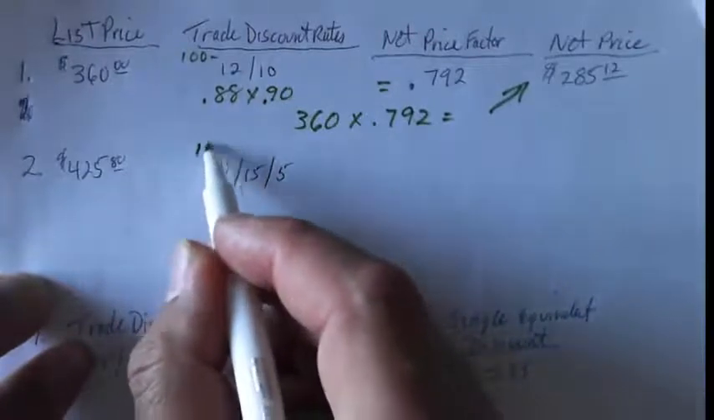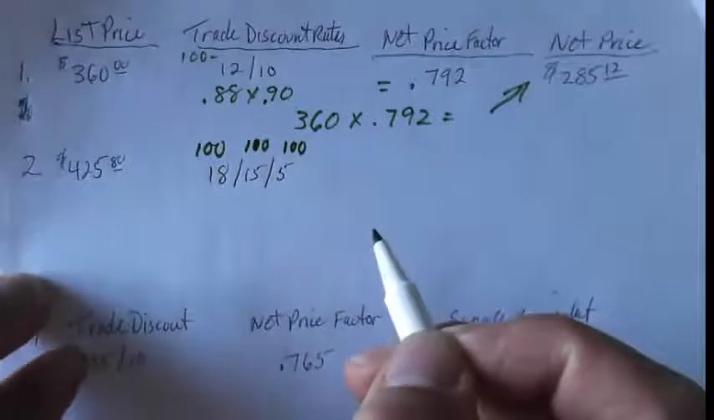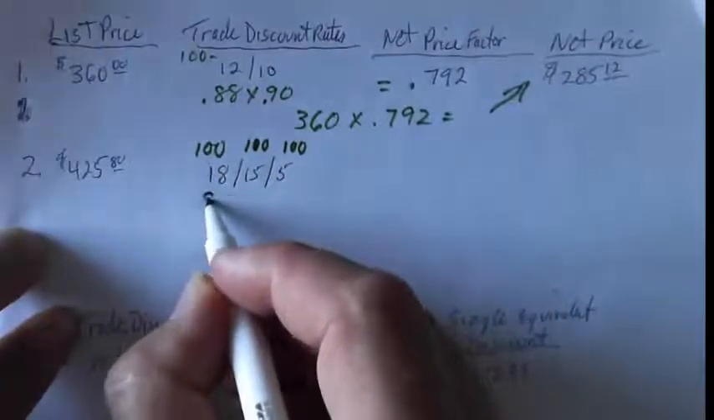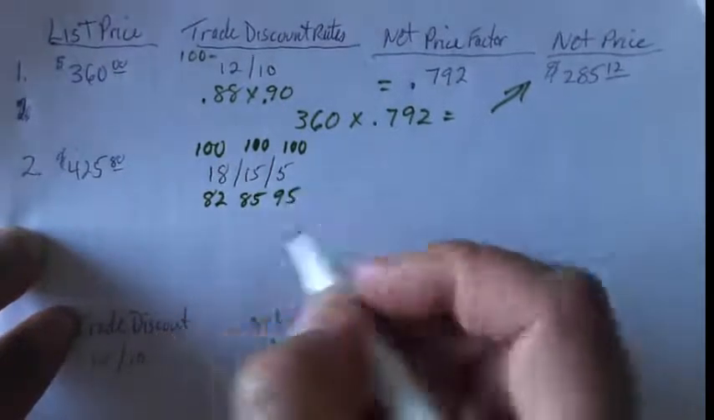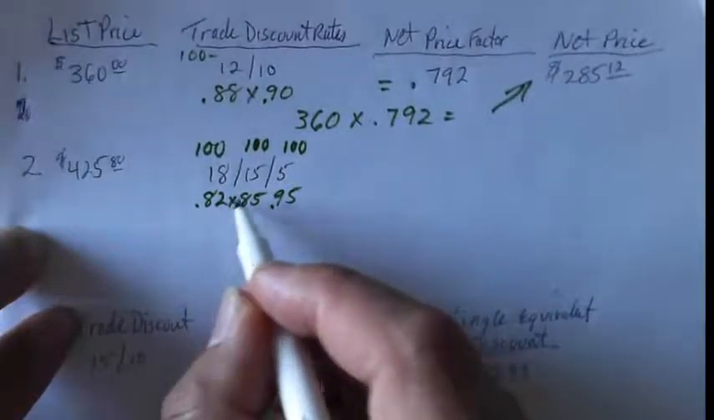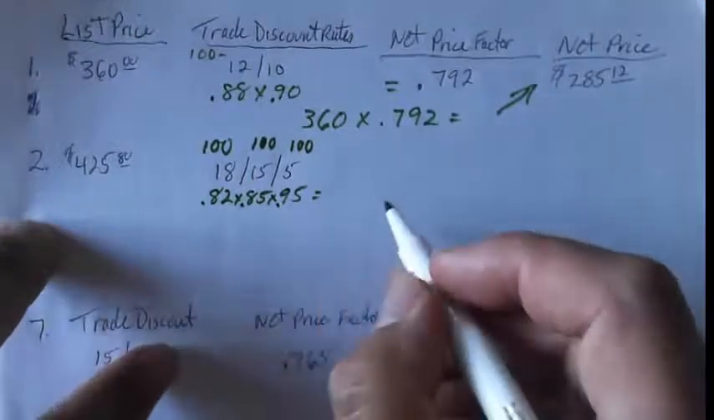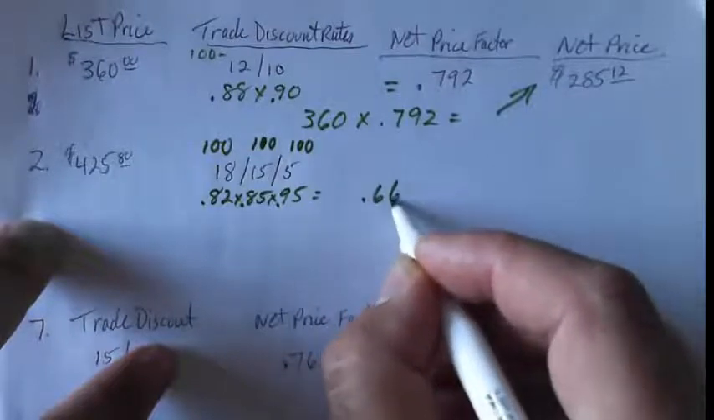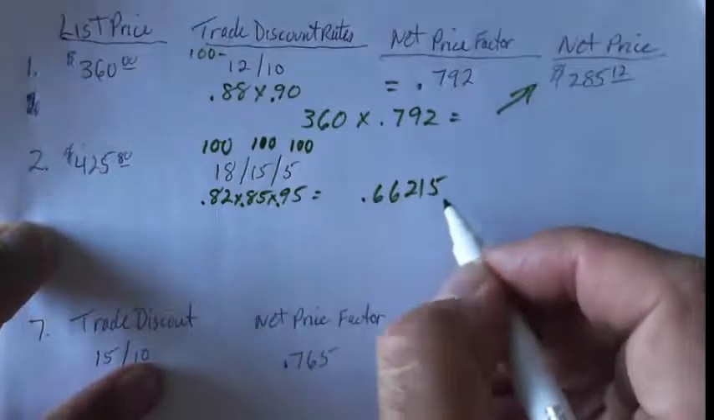So we're going to always start with 100 on these. So I could just write the 100 up here. That's kind of a visual clue that way. So we're going to subtract, right? So we're going to get 82, 85, and 95. So we're going to make those decimals, and then we're going to multiply. Okay? And when we do that, it's again a calculator. That's perfectly fine. We're going to get 0.66215.